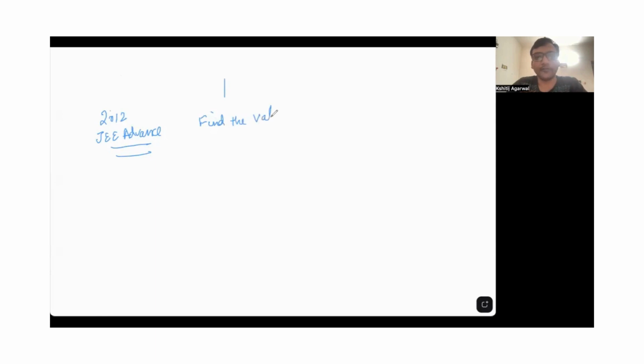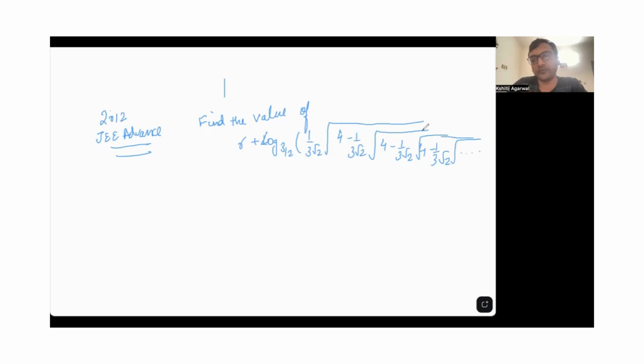Find the value of 6 plus log base 3 by 2 of 1 upon 3 root 2 under root of 4 minus 1 upon 3 root 2 under root of 4 minus 1 upon 3 root 2 under root of 4 minus 1 upon 3 root, and this pattern goes on for infinity. So basically we have to find the value of this expression.